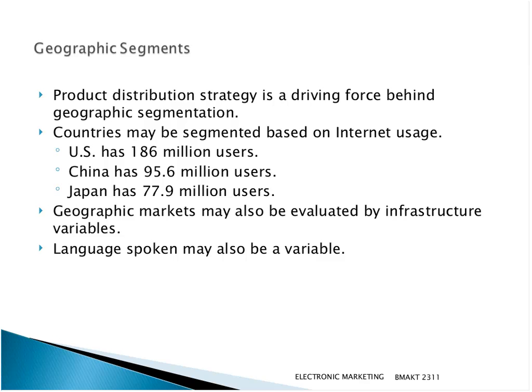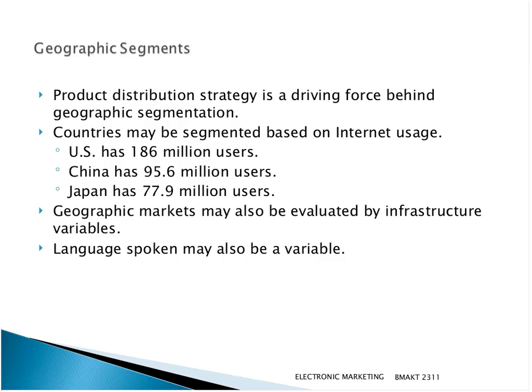As you can see here, countries may be segmented based on different internet usage. As you can see, US 196 million users, China 95.6, and Japan 7.9. Then again, this information is from 2003, and definitely these numbers are much bigger nowadays.